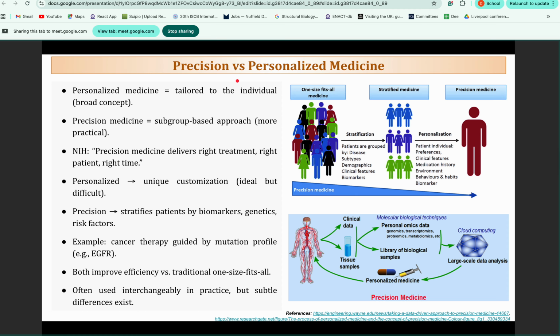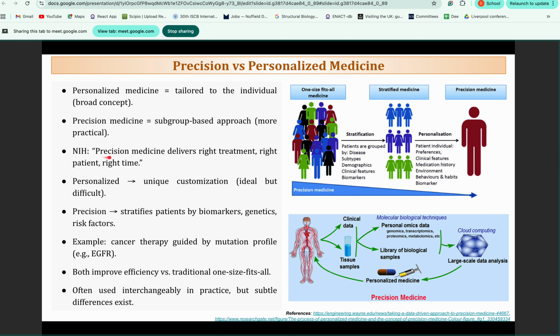Okay, now we'll talk about precision versus personalized medicine, and what the difference is. Personalized medicine is a broad concept, tailored to the individual. If we are only talking about a single individual, and how the drug is designed for that particular individual, that is known as personalized medicine. Whereas precision medicine means a subgroup-based approach, which is more practical.